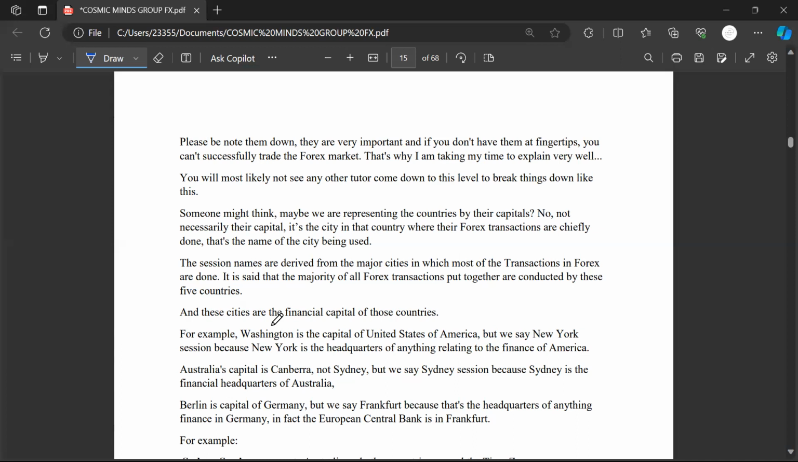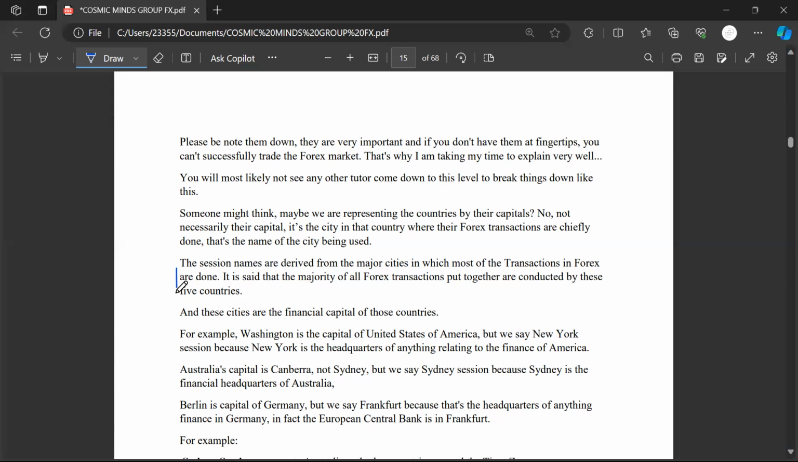Now, someone might think we are representing the country by their capital. No, not necessarily their capital. It is the city in that country where their foreign transactions are chiefly done, right? The cities greatly engaged in forex trading are what are listed, not the country and their capital. The section names are derived from the major cities in which most of the transactions in forex are done, right?